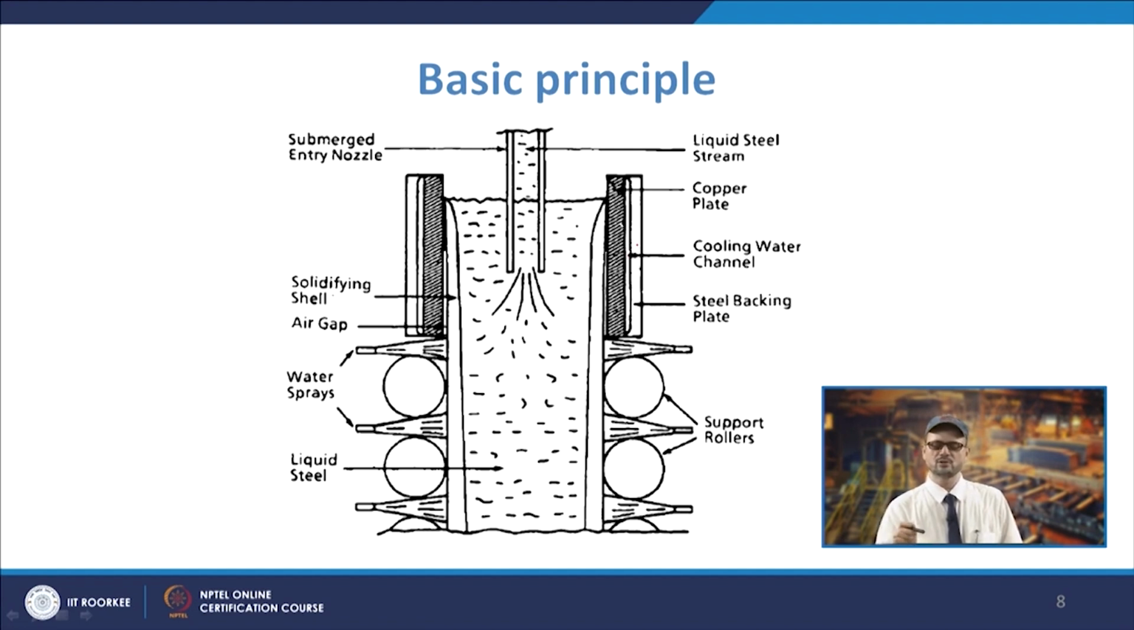So, this cooling water will be provided because copper's melting point is less than 1100 degrees centigrade, pure copper melts at 1083 degrees centigrade, and steel's melting temperature is more than 1500 degrees centigrade. So, in that case it has to be cooled externally with water. That is why you have the cooling water channel here, and then it is supported by the steel backing plate, because it gives strength and rigidity.